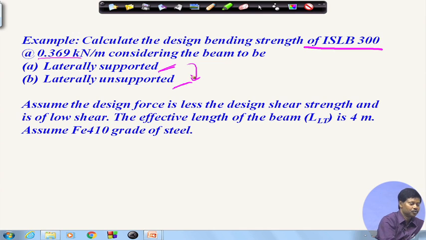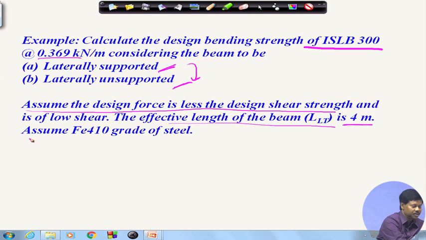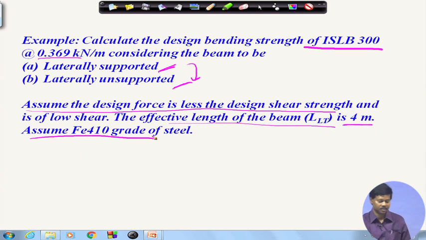To make things easy, we can assume the design force is less than the design shear strength, that is, low shear. So, we will calculate considering low shear, and the effective length of the beam, LLT, is given as 4 meter, and we can use FE 410 grade of steel. With this data, now let us try to find out the design bending strength.